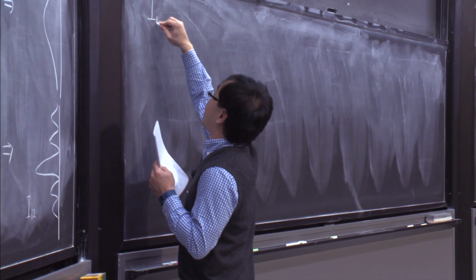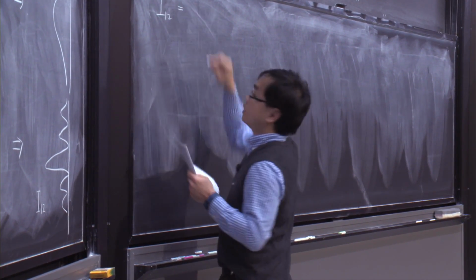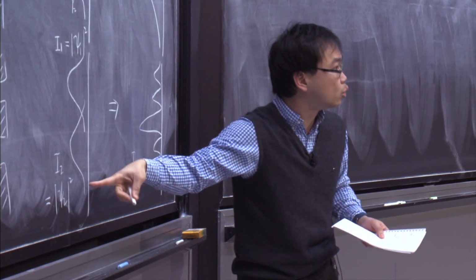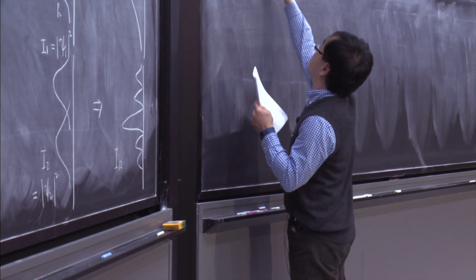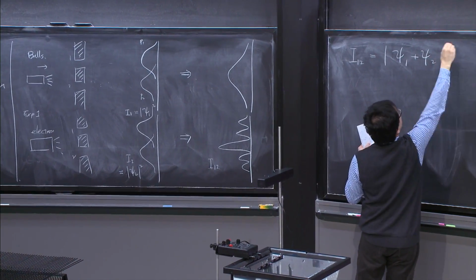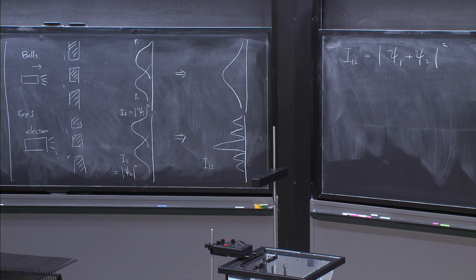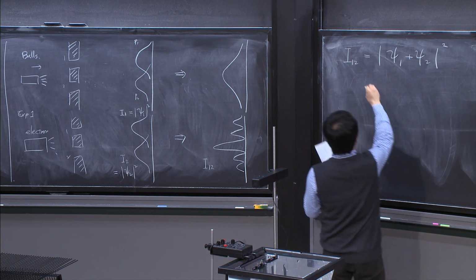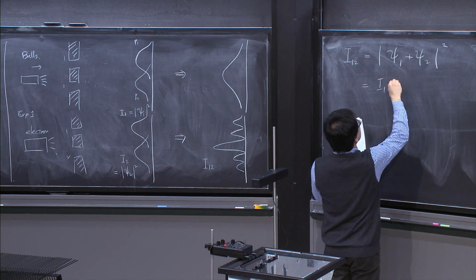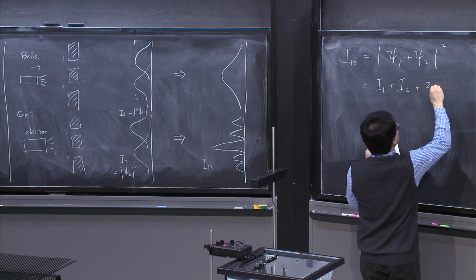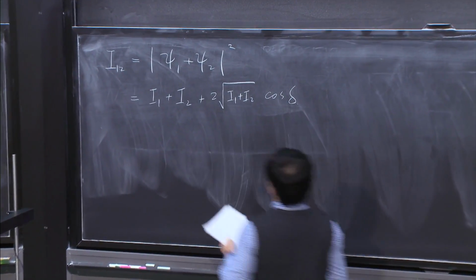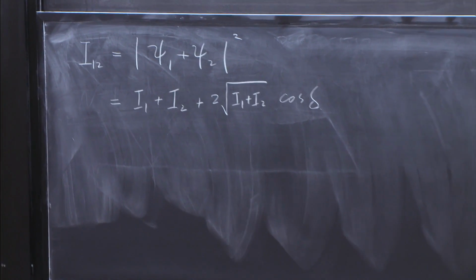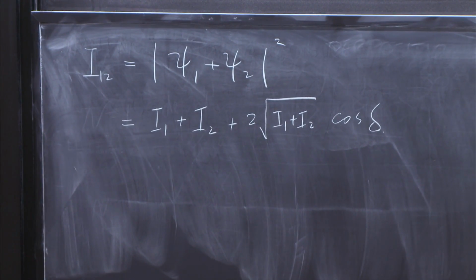And what we found is that I12 is not I1 plus I2. What we found is that I12 is |psi 1 plus psi 2| squared. So basically, we see an interference pattern. And this will be equal to I1 plus I2 plus 2 square root of I1 I2 times cosine delta, where the delta comes from the path length difference.